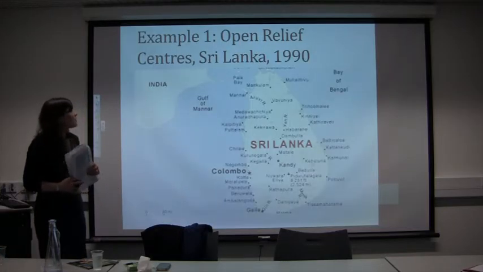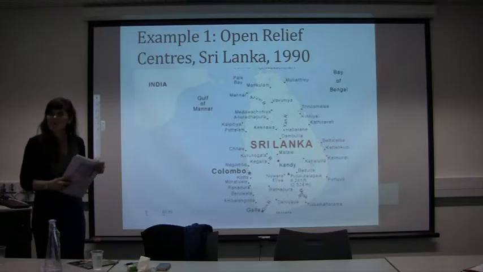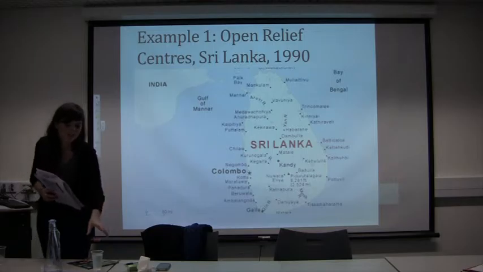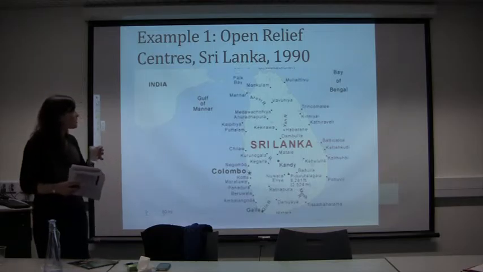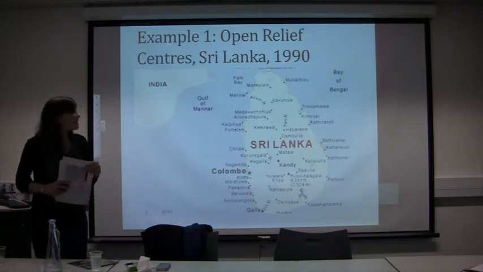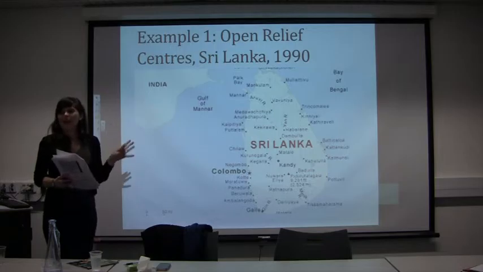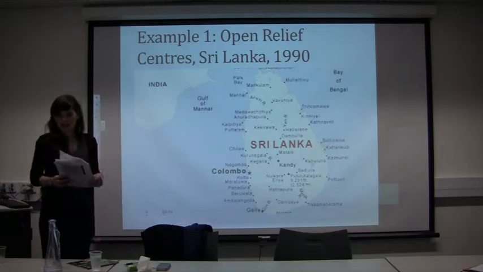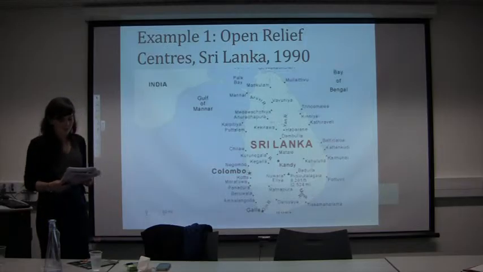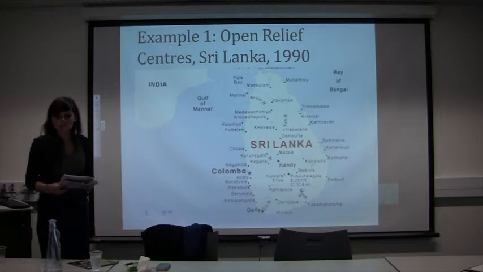So to give some examples of safety zones, ones that are relatively successful and unsuccessful. The first one is the open relief centres in Sri Lanka in the 1990s. And this is an example of safe areas that operated relatively well. So these were described as temporary places where displaced persons on the move can freely enter or leave and obtain essential relief in a relatively safe environment.